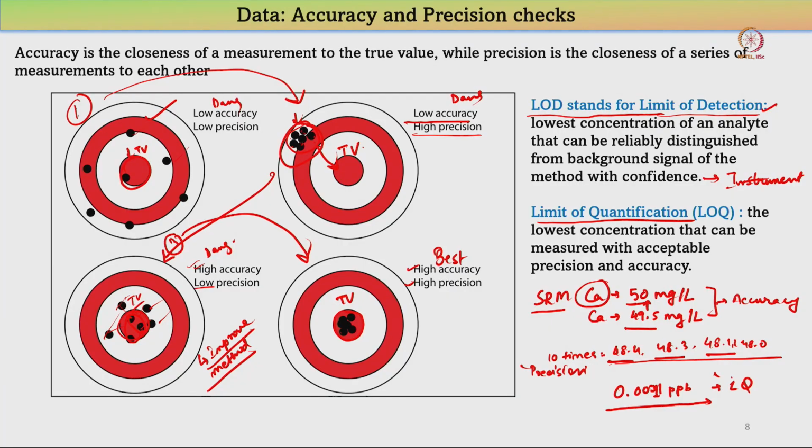Now, this limit of quantification again varies for every element. For certain elements it can be in the first decimal degree, for some in the second decimal degree, for some in the third decimal degree, depending on the sensitivity of that particular element to the principle of the instrument that you are using, and there should be no interfering ions and other things. So, based on that your values will come.